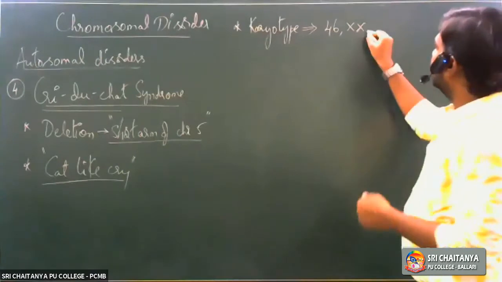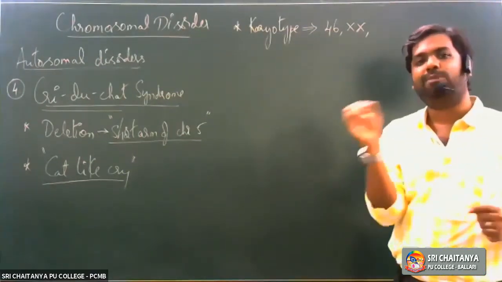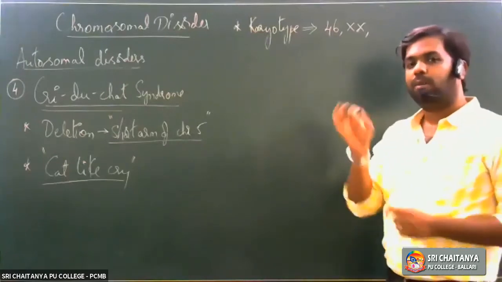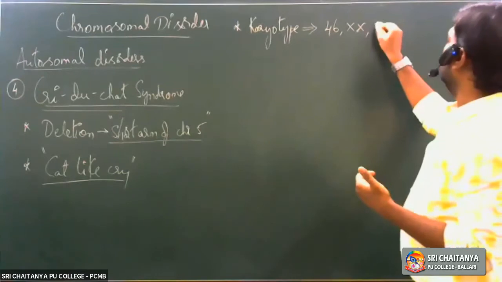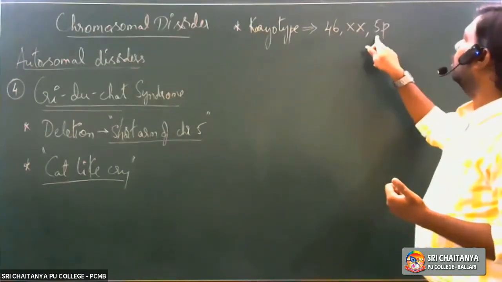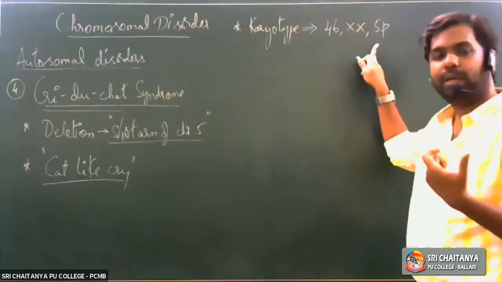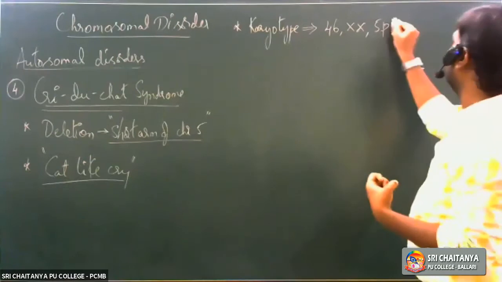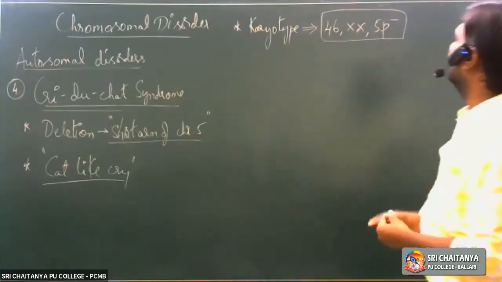Now, what is the condition? There is deletion in the short arm of chromosome number 5. The short arm of chromosome number 5 is denoted as the P arm, so we refer to it as 5P. That shows that in the short arm, the P arm of chromosome number 5, there is deletion happening. How do we designate deletion? By using a minus.